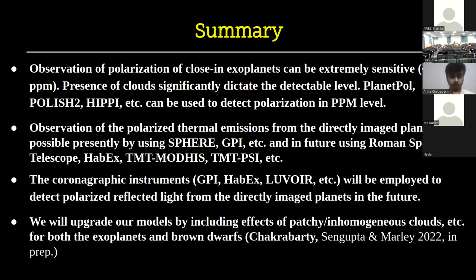And the same coronagraphic instruments are being planned to be used for detecting the polarization of the reflected light of such planets, directly imaged reflecting planets. So those are at a distance of 1 or 2 AU. This is where our models play a major role for designing and also for predicting the polarization. So we will be upgrading our models further by including effects like inhomogeneous patchy clouds, because as I said, this is a common phenomenon in brown dwarfs as well as planets. So we'll be working on that.